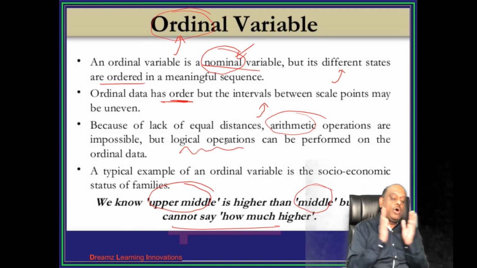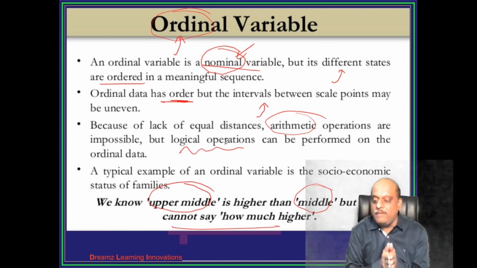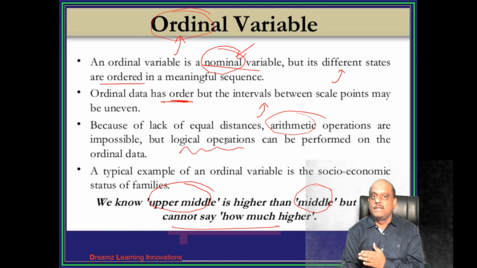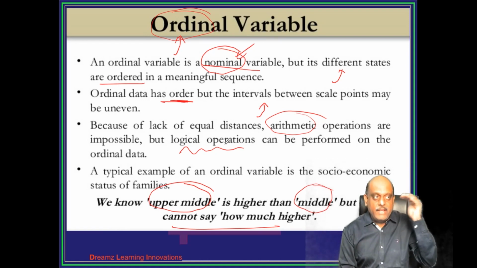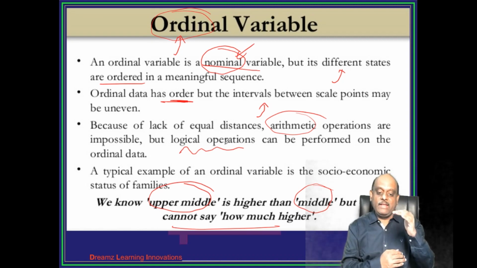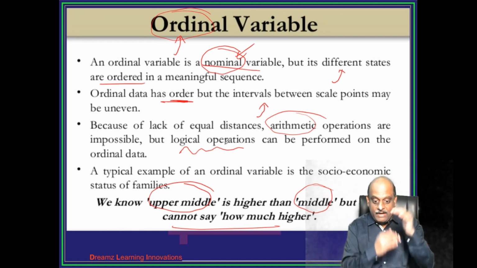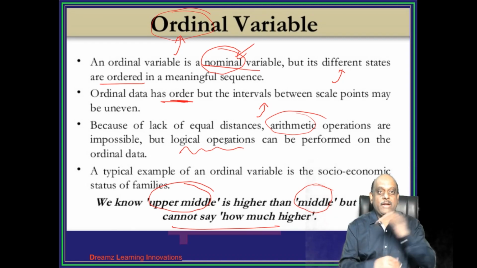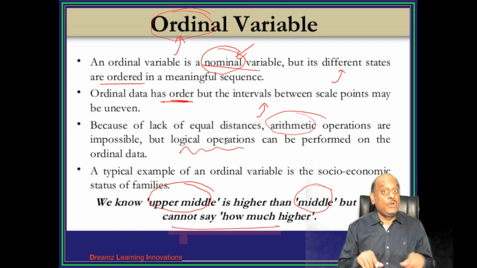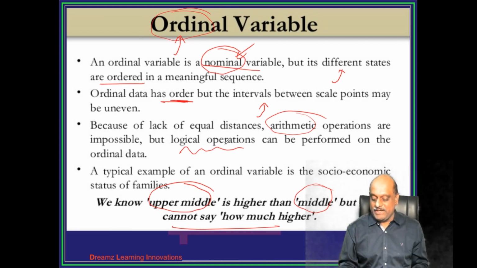So, upper middle is higher than middle, but we cannot say how much higher. So that is the reason you can't do arithmetic operations on ordinal variables, but you can do logical operations on ordinal variables. That's the point you need to remember. Once more, ordinal variable is nothing but a categorical variable, but there are different states in a given category, so that you can order them in a meaningful sequence with uneven intervals. But you can't perform arithmetic operations, but you can perform logical operations. That's the point.